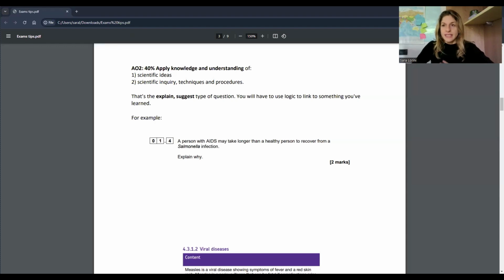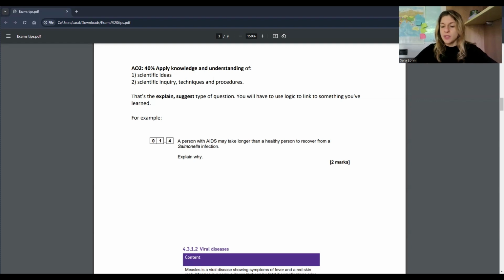The point of this type of questions is that it's not straightforward. You will have to apply some knowledge of your understanding, as the objective states. Remember, it's the hardest objective that is tested. Unfamiliar topics, unfamiliar links between the topics. For example, this one. A person with AIDS may take longer than a healthy person to recover from a salmonella infection. What does AIDS have to do with salmonella? You haven't studied this way. So you really have to retrieve the knowledge from your knowledge.